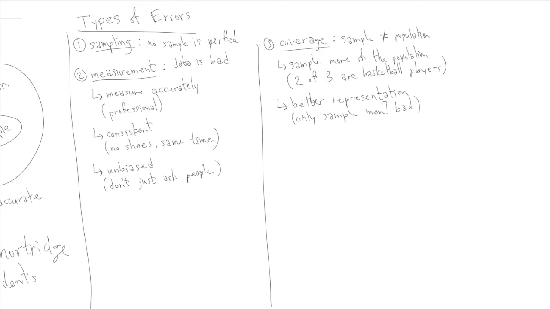The final type of error is called non-response. And this is kind of how it sounds: non-response, no responses. This happens if many don't respond. So if you ever go to a website and it says, would you like to rate your experience? Most people don't respond to that. Most people, unless they really hated it or really loved it, aren't going to respond. That's a non-response error.